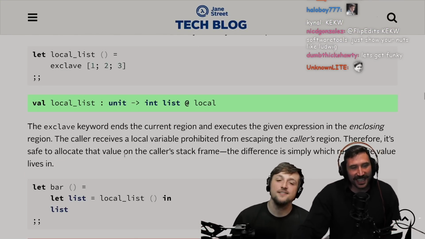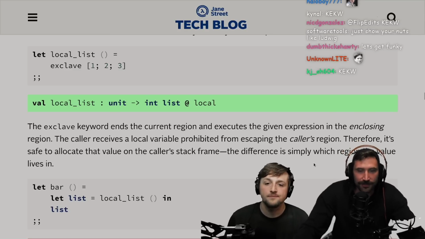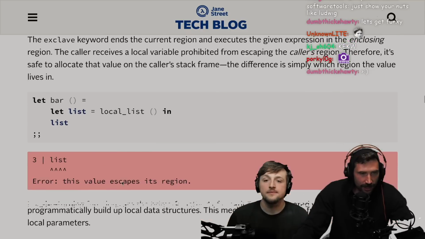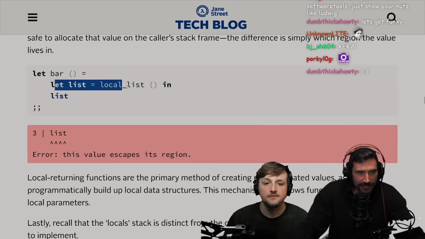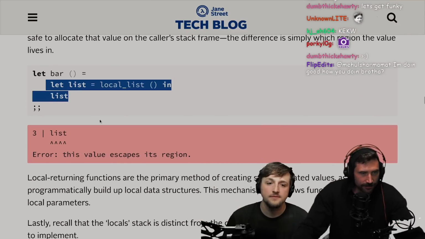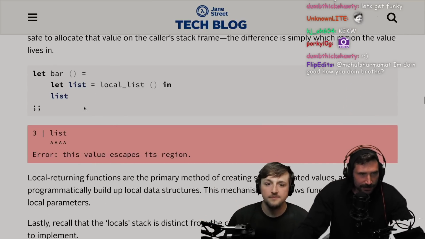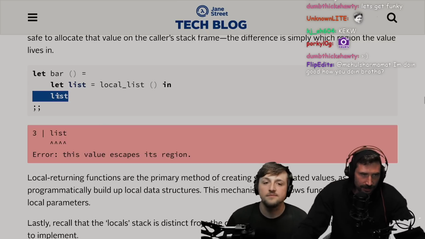Therefore, it's safe to allocate that value on the caller stack frame. The difference is simply which region the value lives in. Okay. So let list equals local list in list. Okay. List, this value escapes its region. Why? Oh, because this thing returns list. Right.